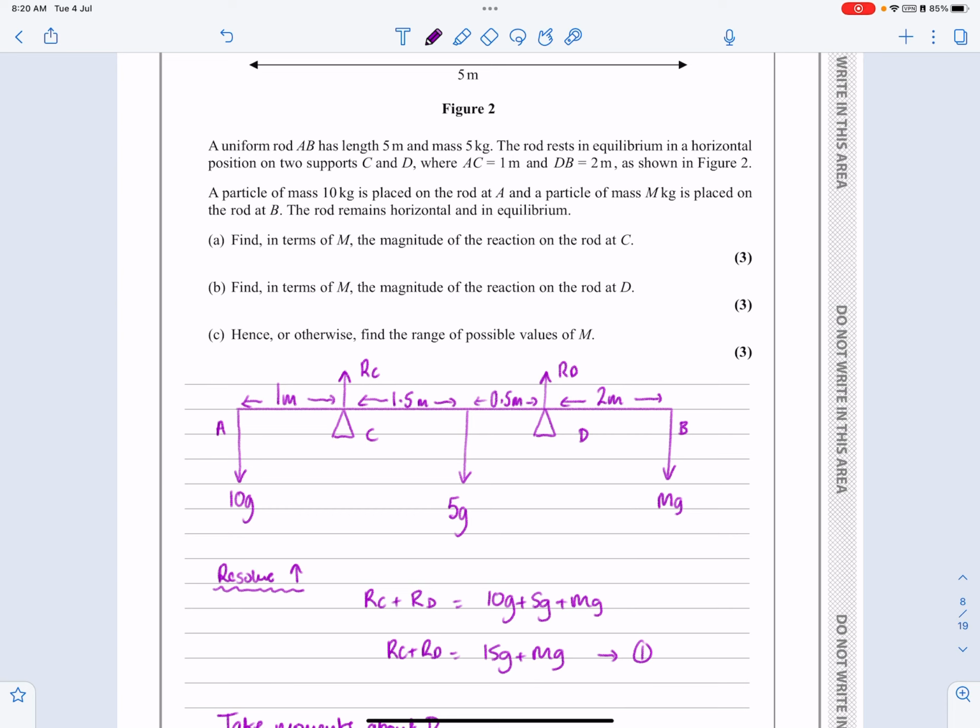And at those two values, this rod here is either just going to start tilting about D but not actually move, or just start tilting about C. When it starts to tilt about C, RD will be equal to 0. When it starts to tilt about the other one, the opposite way round when we're doing them. Okay, hopefully that all makes sense.